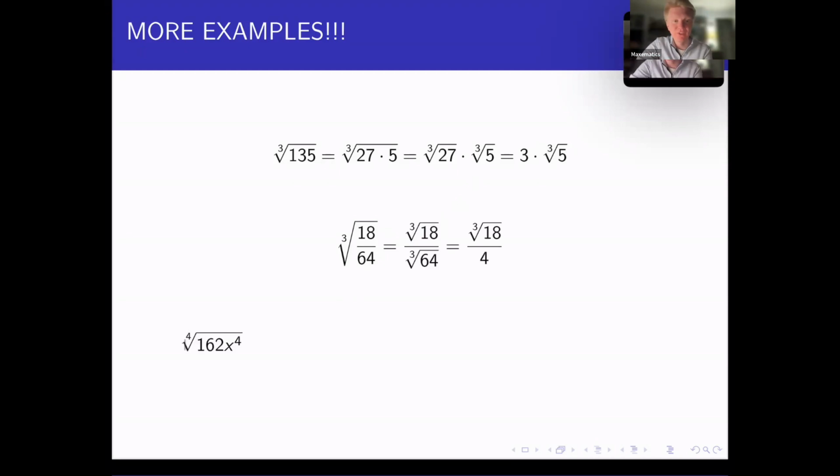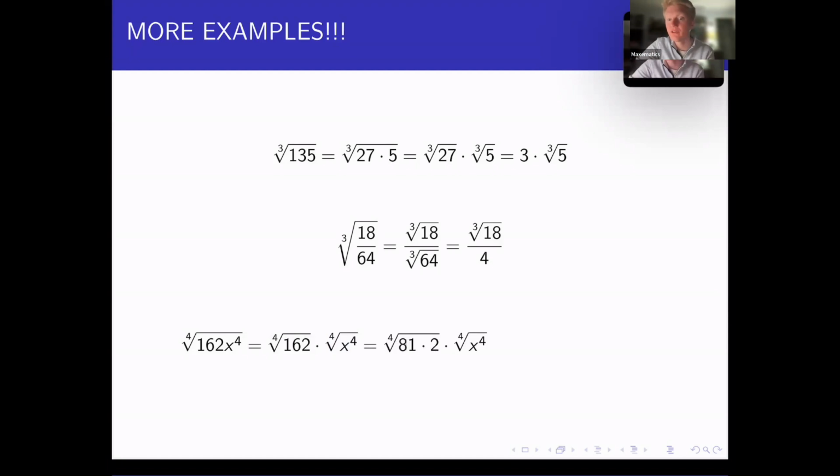Okay, fourth root of 162, x to the fourth. Let's start by handling the number and the variable separately. Look at this right here. Even root with a matching even power. So that's like the other rule that has absolute value. But for 162, we need to find a factor of it that is a perfect fourth root. Okay, 162 is 81 times 2.